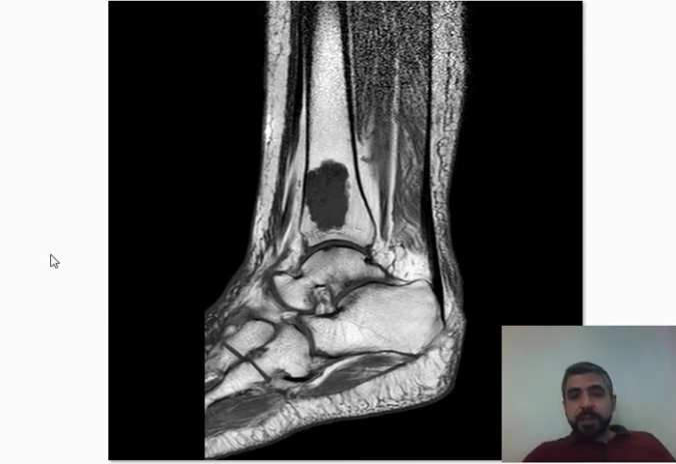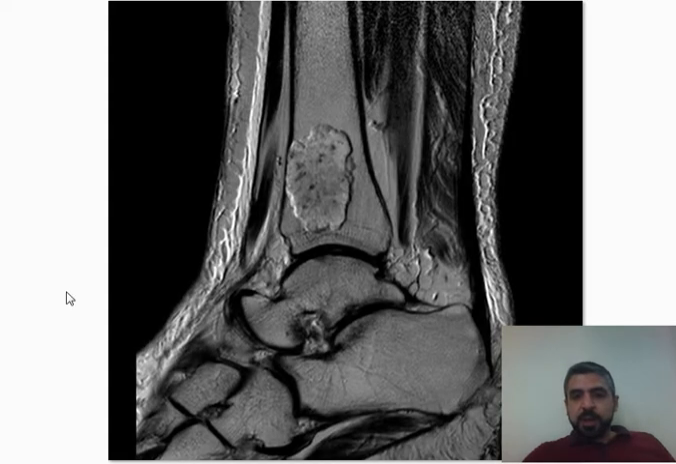So this is the T1 weighted image, and you can see it is relatively iso-intense to the muscle with a well-defined region and a few tiny dots of calcification that appear as hypo-intense areas. On this T2 weighted image, you can see that it's hyper-intense with the dots of hypointensity representing the calcification. It's in the metaphysis reaching to the epiphyseal plate.